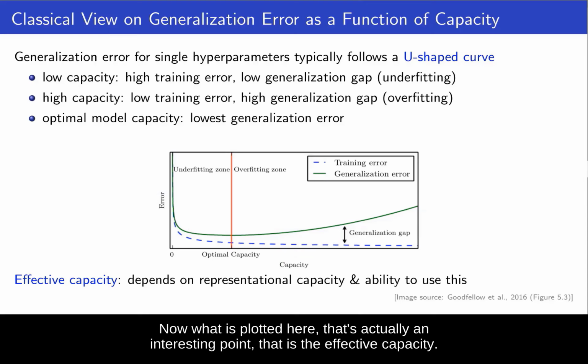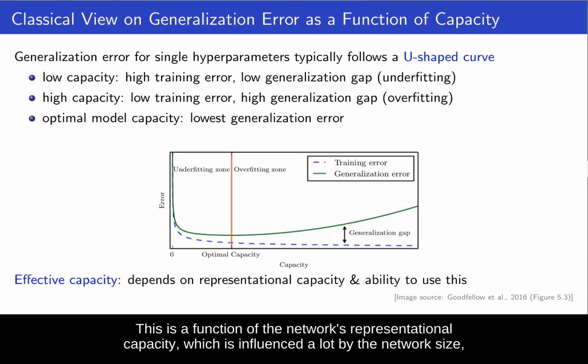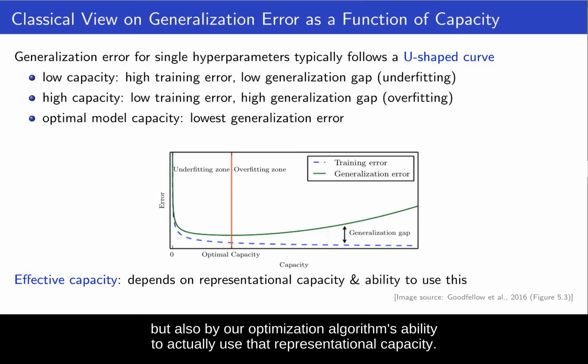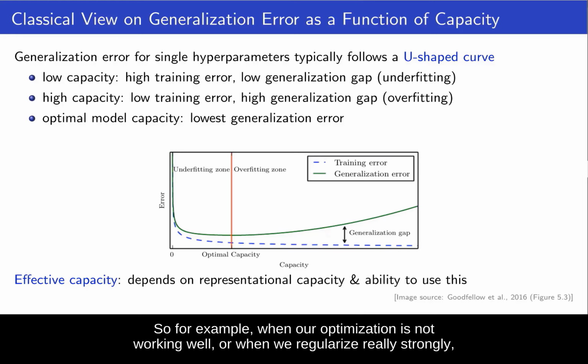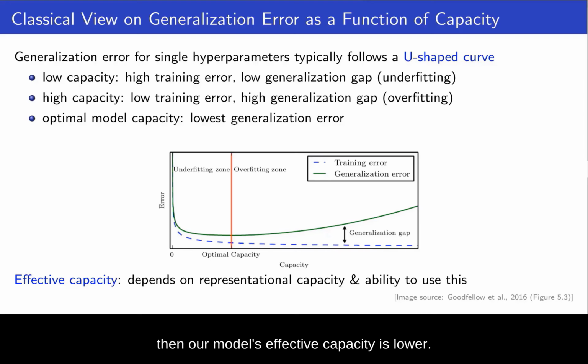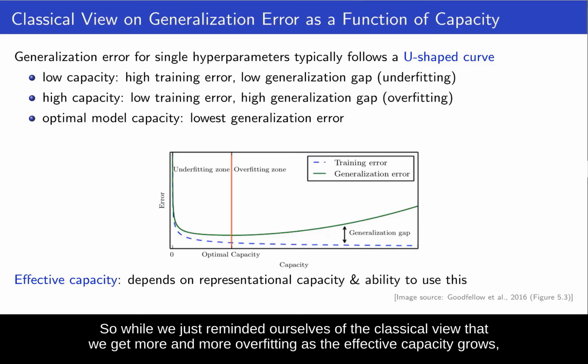Now what is plotted here is actually an interesting point. That is the effective capacity. This is a function of the network's representational capacity, which is influenced a lot by the network size, but also by our optimization algorithm's ability to actually use that representational capacity. So for example, when our optimization is not working well, or when we regularize really strongly, then our model's effective capacity is lower.